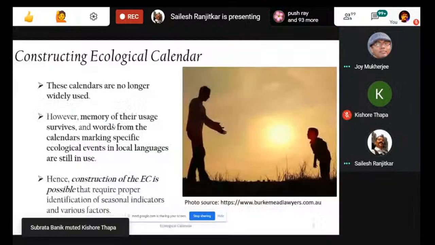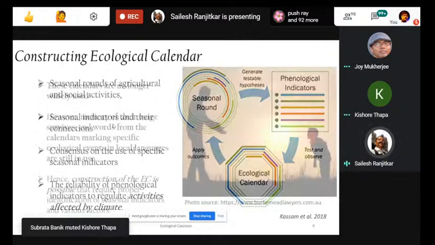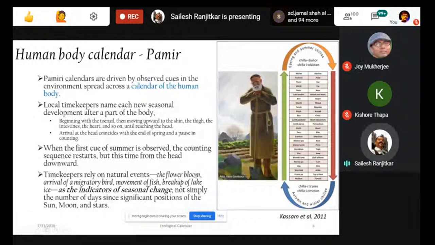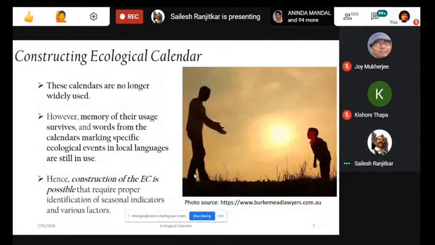Okay. Yeah. Sorry. So I was talking about this slide about the human body calendar. Mainly here we talk about flower bloom, or the phenology of flowers, arrival of migratory birds, movement of fish, or the breaking of lake ice. These are the seasonal indicators, and based on them these calendars are kept, and this information is mostly kept for the purpose of smooth agriculture.